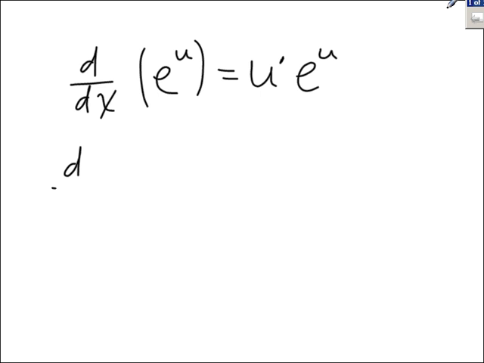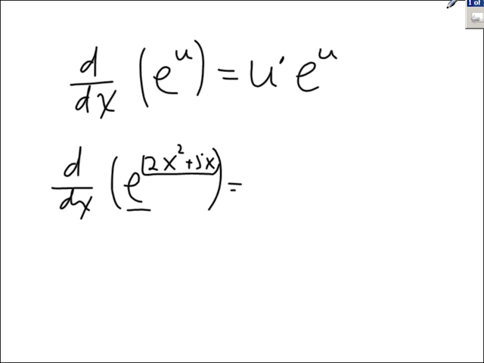For example, if you want to take the derivative with respect to x of e to the 2x squared plus 5x, well, since this is e to a power, you will get back e to that power. Do not get that part wrong. You will get back e to the power times the derivative of the power. The derivative of 2x squared plus 5x is 4x plus 5.